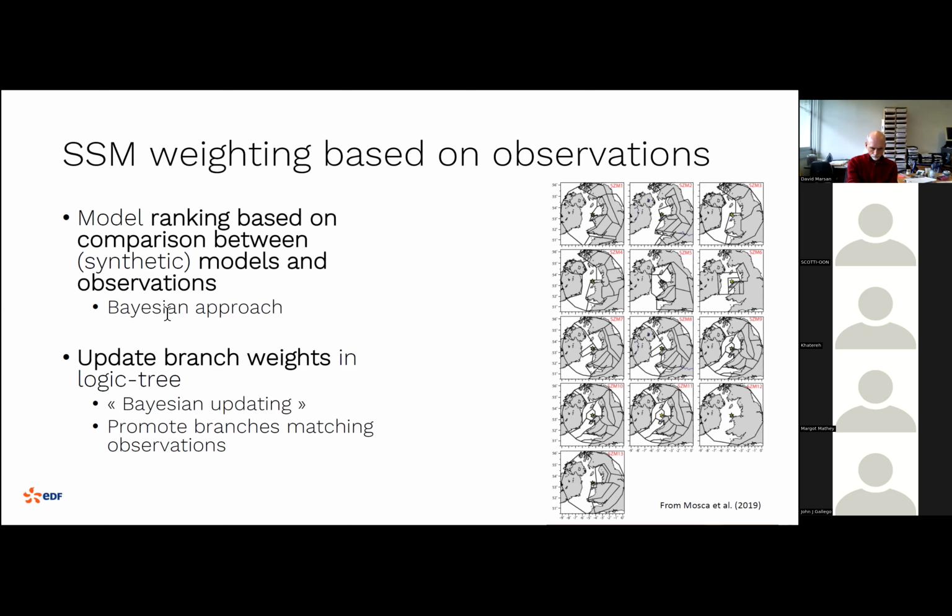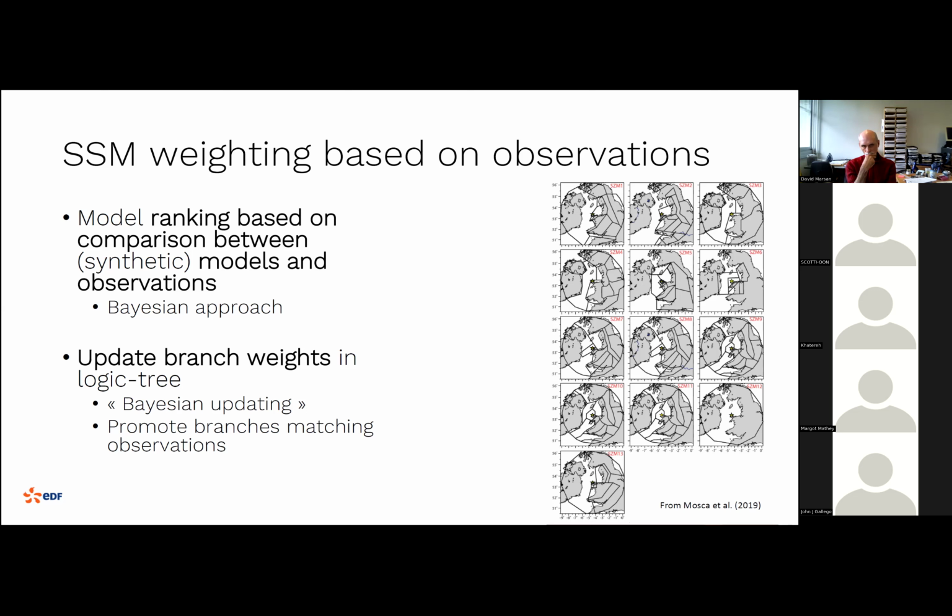So this can be treated in a Bayesian framework where you can try to update the weight of your branches based on how each branch agrees with some observations. It can be ground motion observations, it can be a catalog, it depends on your problem, it depends how you want to state it.